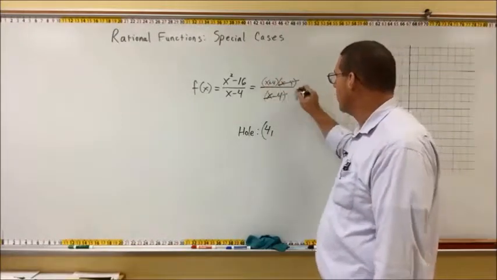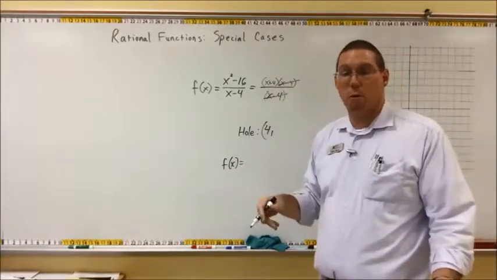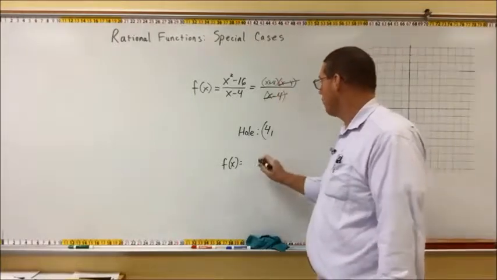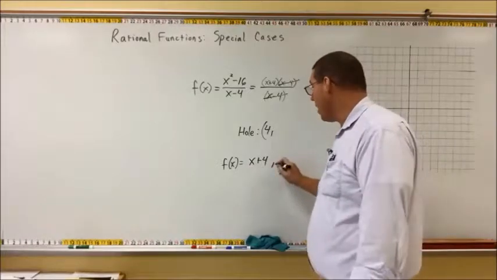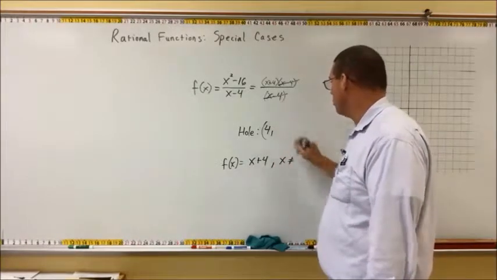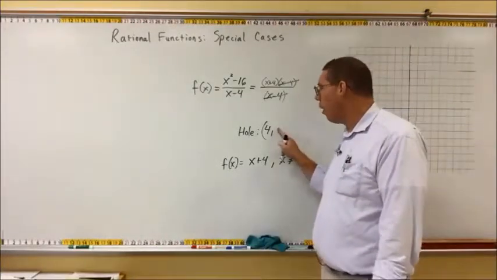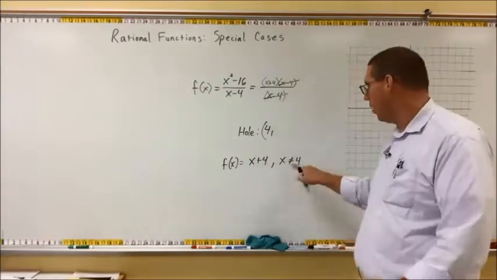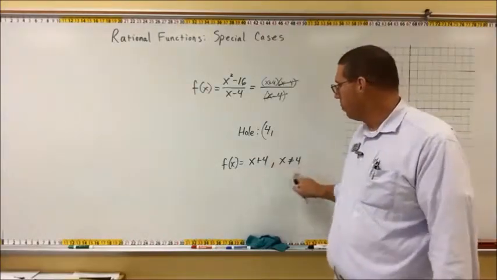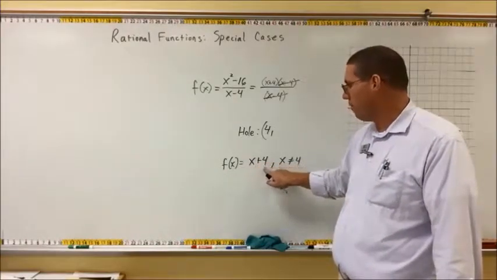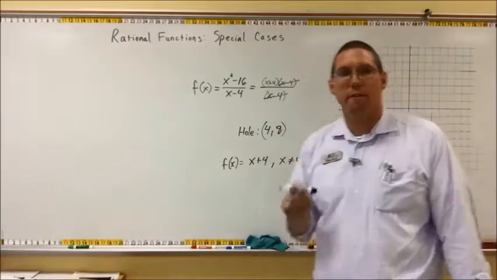Well, let's rewrite this. f of x is now equal to, what's left over after we've crossed out the x minus 4? The only thing left is x plus 4. So f of x is equal to the linear function x plus 4, except that x cannot be equal to positive 4. We can't plug positive 4 in. Now, to know the y value of the hole, we actually have to plug 4 in to f of x and find out what it would be if it was there. If we plug a 4 in, f of 4 is equal to 4 plus 4, and 4 plus 4 is 8. And so there is a hole at the point 4, 8.